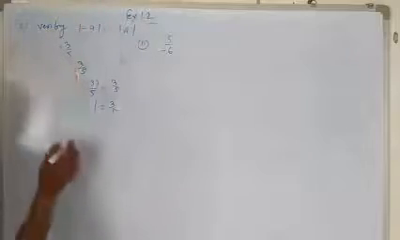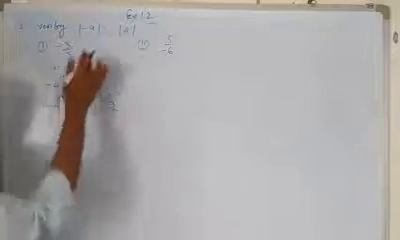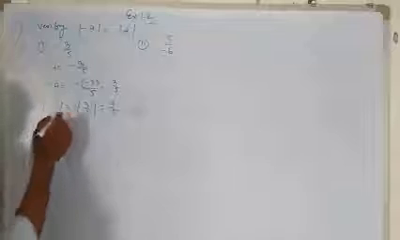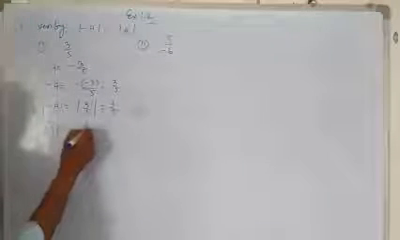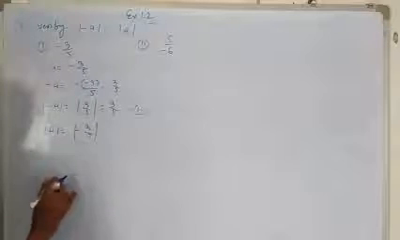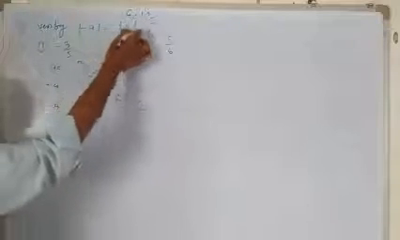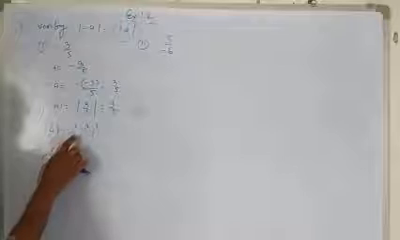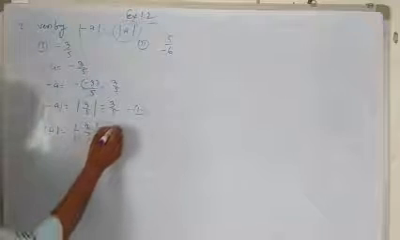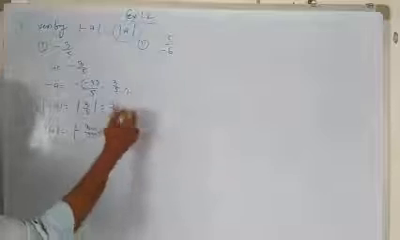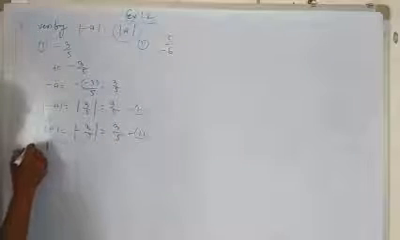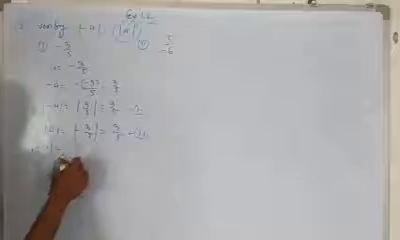Similarly, mode of a. The value of a is equal to minus 3 upon 5. So mode of a is equal to mode of minus 3 upon 5, which is also 3 upon 5. Both values are the same. So we can write mode of minus a is equal to mode of a.